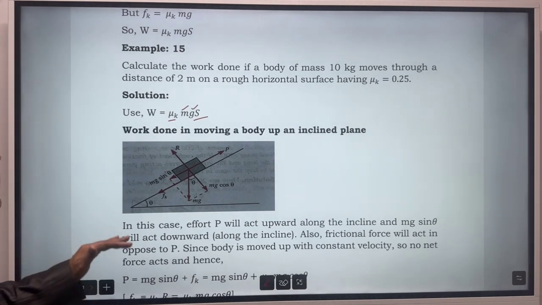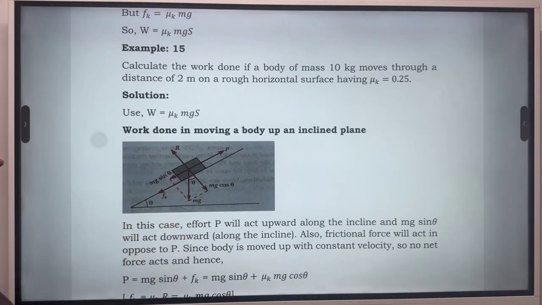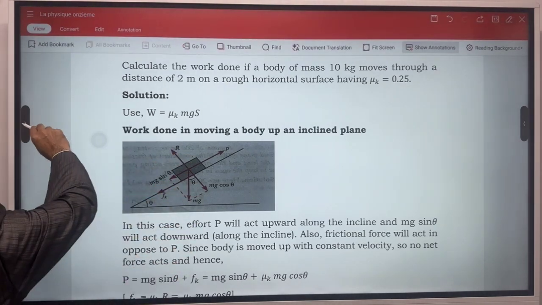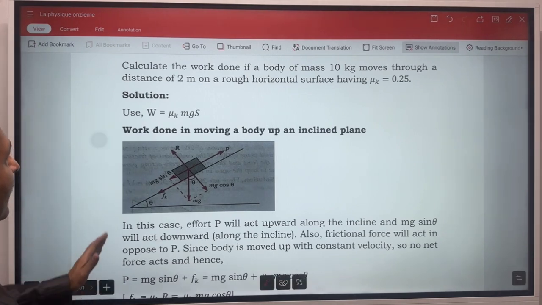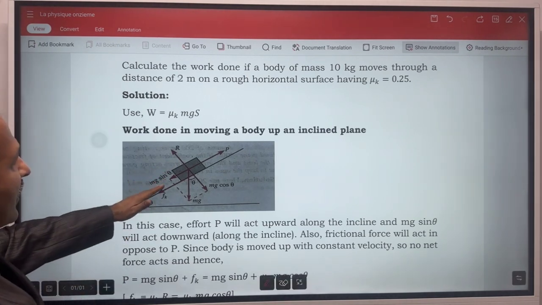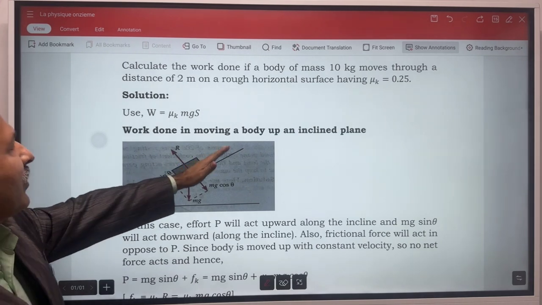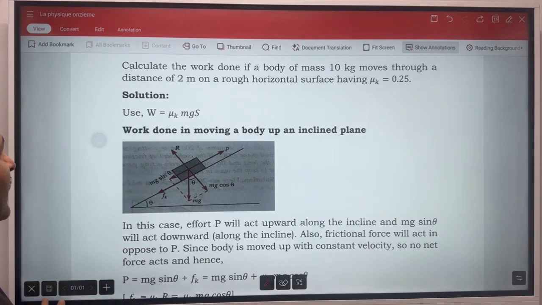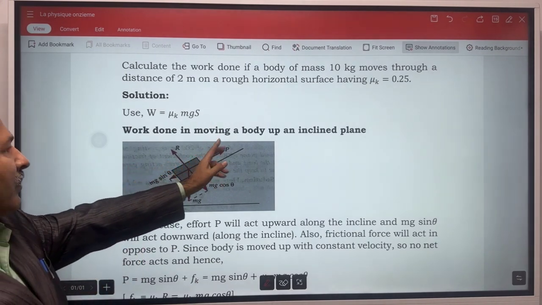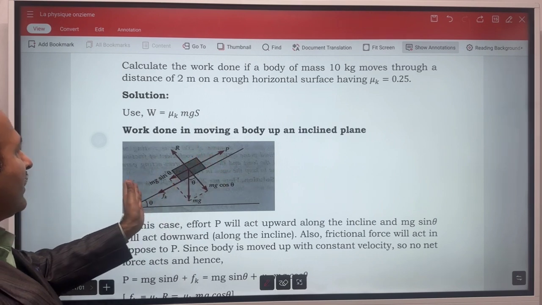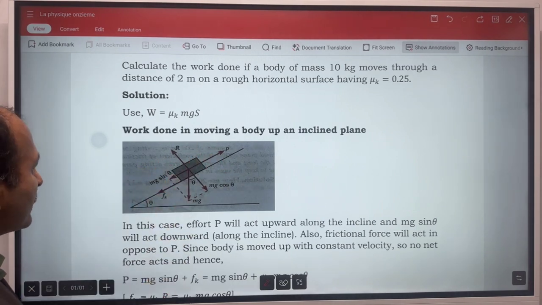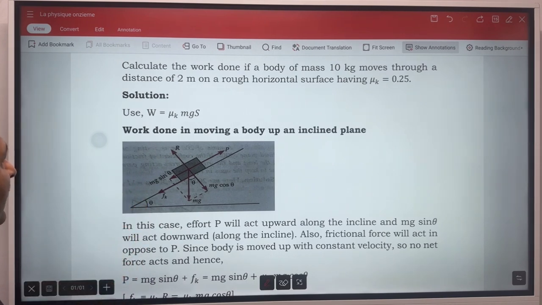So that was the case when the body was moving on a horizontal surface. Now there is another case when the body is moving on an inclined plane. Work done in moving a body up an inclined plane. As you know, in the case of an inclined plane, one force, mg sin theta, will act downward along the incline, and here you are applying the force F. So the net force applied by you will be P minus mg sin theta, and whatever distance it moves, you can evaluate.